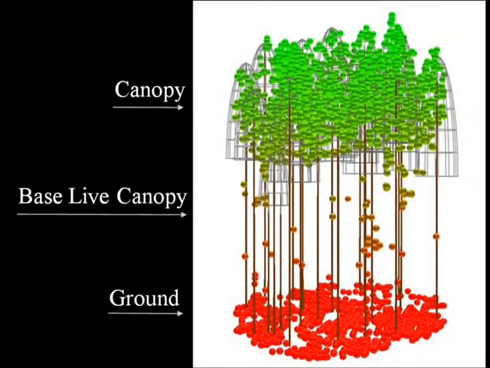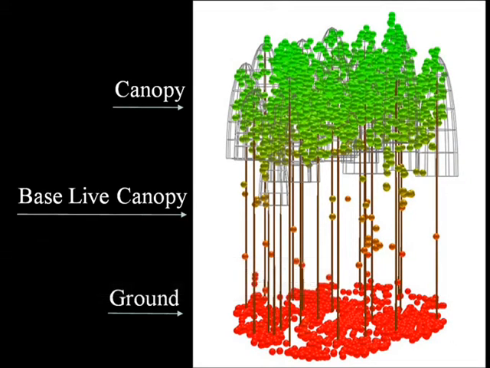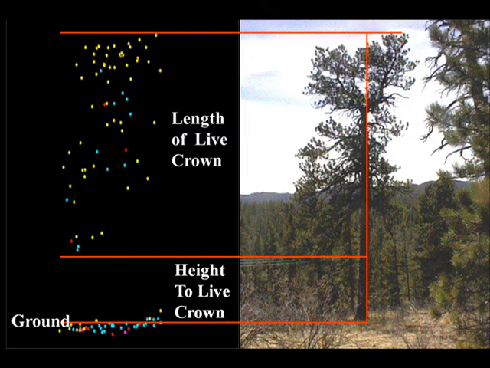Much of the same data is applicable to fire modeling in forests. For example, the height to the base of the live canopy in a forest is an important parameter for modeling fire risk. LIDAR can be used to estimate this height by classifying pulse returns from the forest canopy.